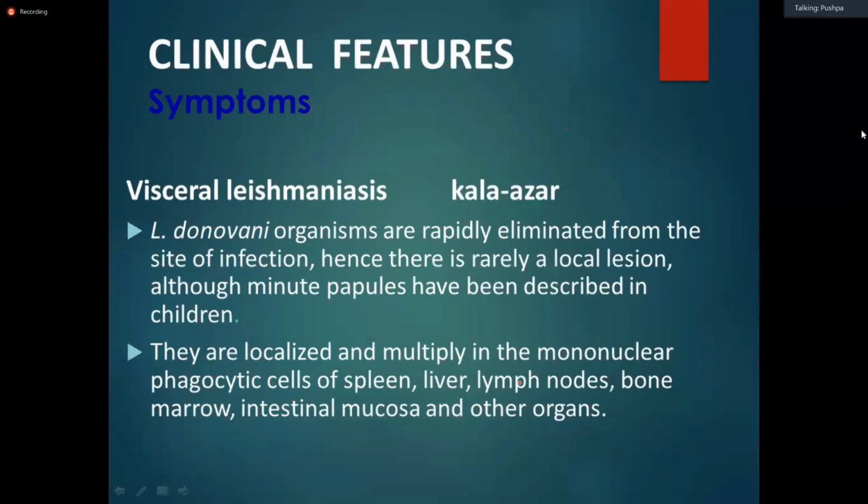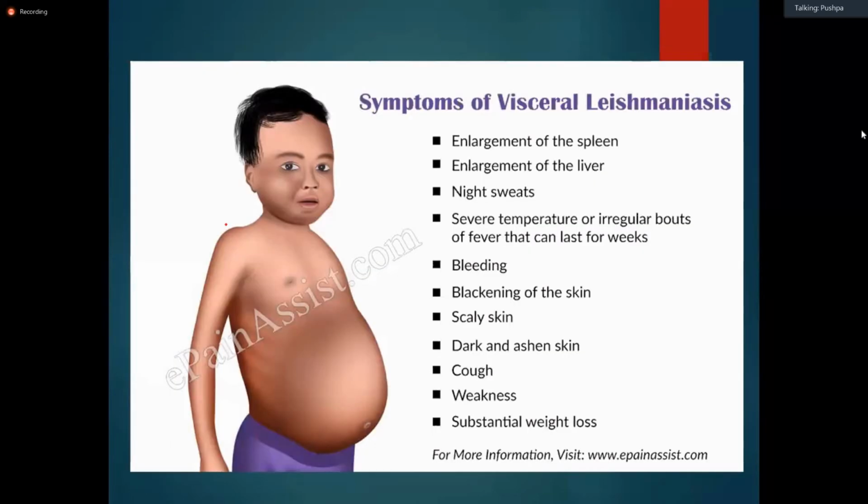They are localized and multiply in the mononuclear phagocytic cells of the spleen, liver, lymph nodes, and bone marrow. So what you will find in an infected patient is, because of the enlargement of the spleen and liver, a protruded belly of the child or whoever is infected. There is fever, bleeding tendencies, blackening of the skin, dark and ashen skin, cough, weakness, and substantial weight loss.